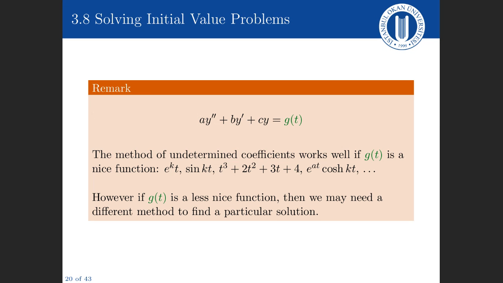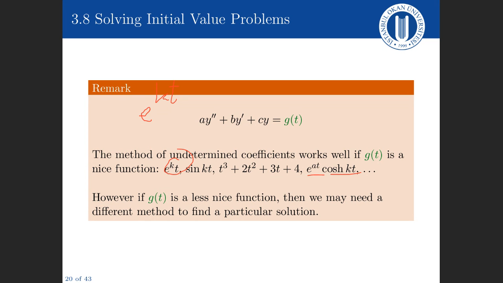Now, this method, the method of undetermined coefficients to find a particular solution, works well as long as the function g(t) is what I'm calling a nice function. There's a typo here. This should be e to the power kt. I'll fix that later. E to the power kt, sine kt, a polynomial, an exponential multiplied by a hyperbolic function, say. These are all functions I'm calling nice functions. We can differentiate them and we get roughly the same type of function.